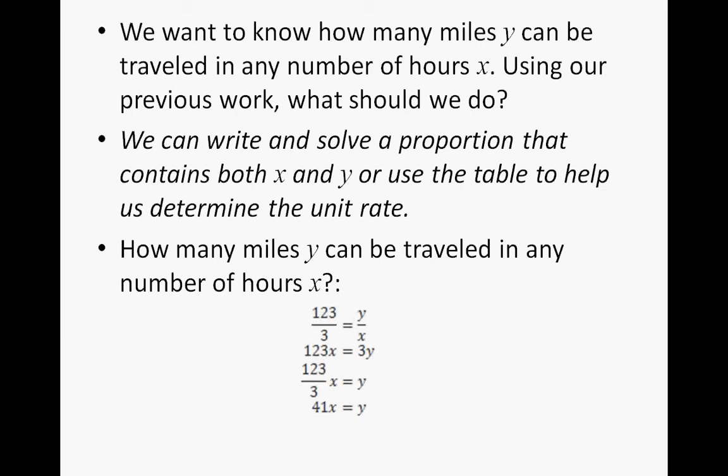So how many miles y can be traveled in any number of hours x? Well, if we go by the first row, it's 123 miles in 3 hours. Then that would be y over x. So therefore 123x is equal to 3y using our cross multiplication. And then to solve for y, we would do 123 divided by 3 times x, which simplified is 41.